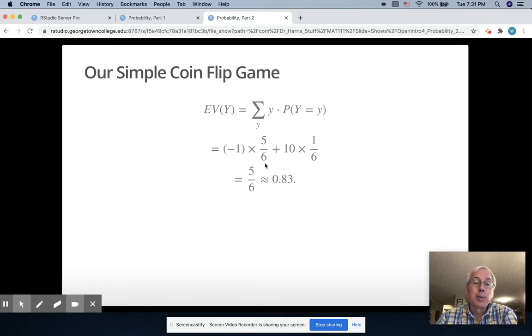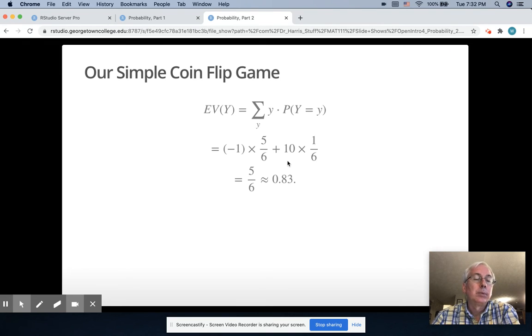So if we just literally apply this formula to the dice game, the possible values of little y are -1 and 10. So we're going to multiply -1 by its associated probability, 5/6, and then we'll multiply 10 by its associated probability, 1/6. We add those together, we get -5/6 out of this first product. We get +10/6 out of the second product. -5/6 plus 10/6 is 5/6, or 0.83.